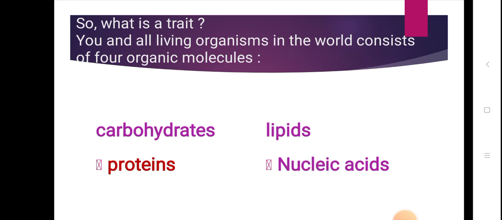Okay? And also we said before that carbohydrates and lipids are used as a form of energy. This energy is used to perform all the vital activities in the body. And nucleic acids such as DNA and RNA are two types of nucleic acids that are found inside the nucleus of living organisms' cells. But proteins, what are proteins? Proteins enter in the structure of all structures inside the body.